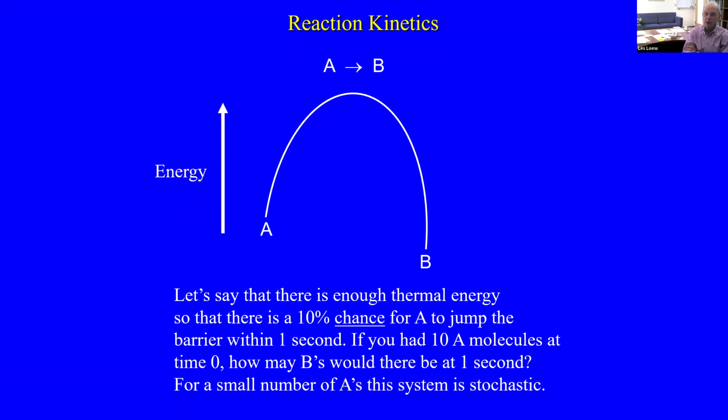And so we have to think about this as a stochastic process, as a probabilistic process. For a small number of A molecules, like 10, this would be stochastic, and we have to roll the dice each time. When we do a simulation, we would do a stochastic simulation, which assigns that probability and follows the reaction in terms of a trajectory that could be different every time we run the simulation. And I'll show you that in a second.